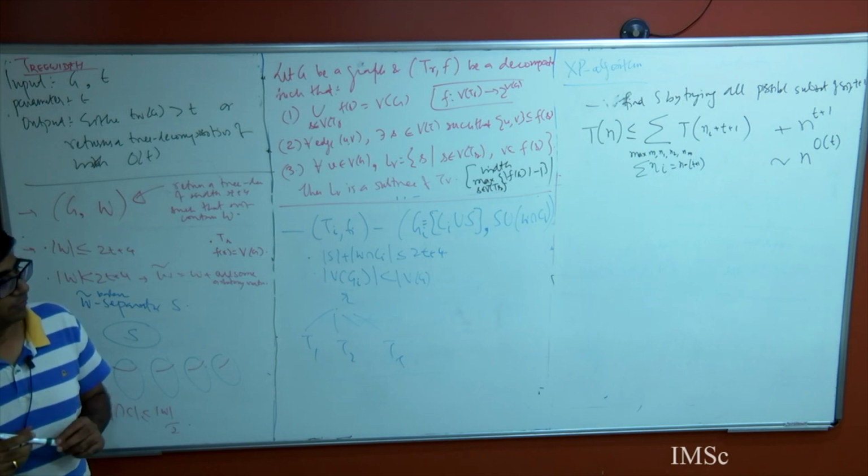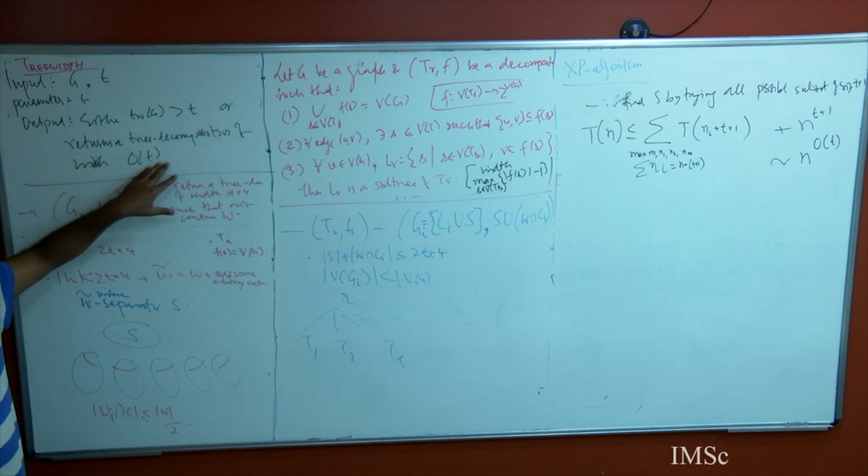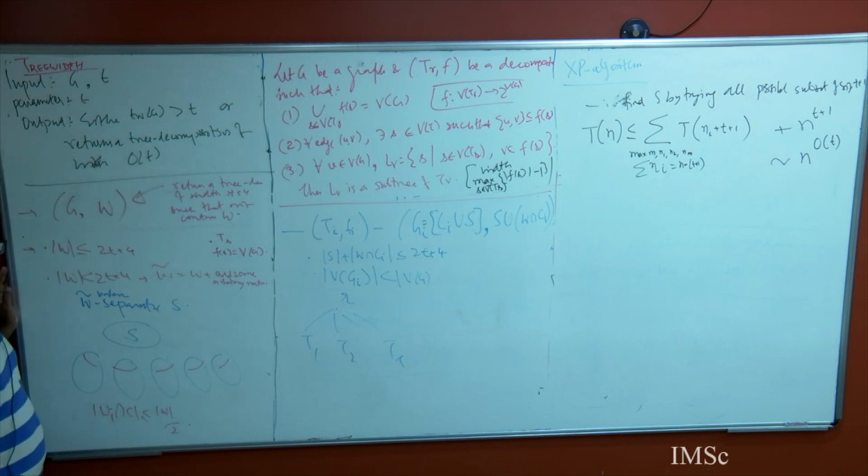Okay, Loki, let me repeat this for you, because if you miss here, it's all gone. So this is the problem we are trying to solve. We are given an input graph G and a number T. Either you say that the treewidth is strictly more than T, or return a tree decomposition of width order T. So what algorithm did we learn yesterday?